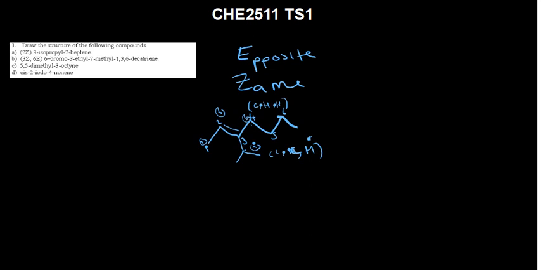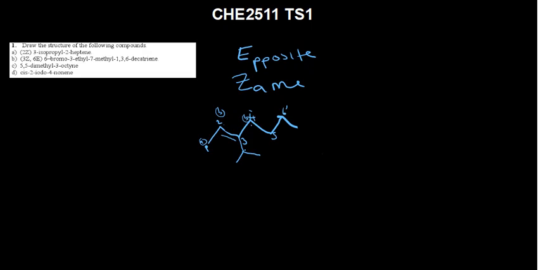So this compound is 2Z, 3-isopropyl-2-heptene. Let me write it properly. So I like writing my double bond here. So when we do this, it is 2Z, 3-isopropyl-2-heptene. So we try to do the same thing for the next compound.